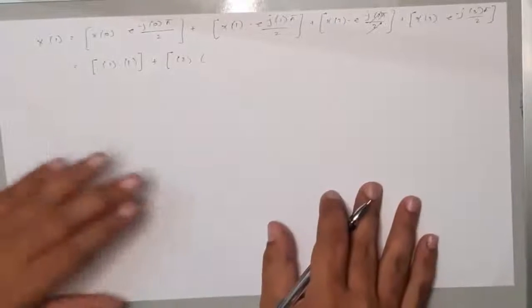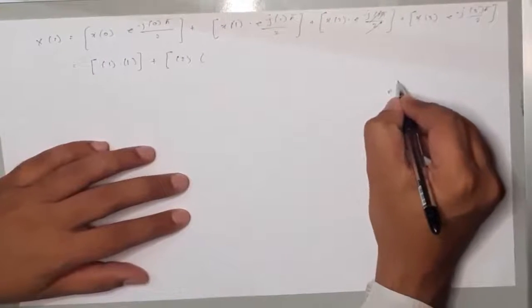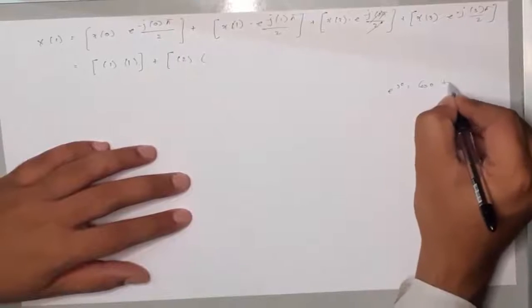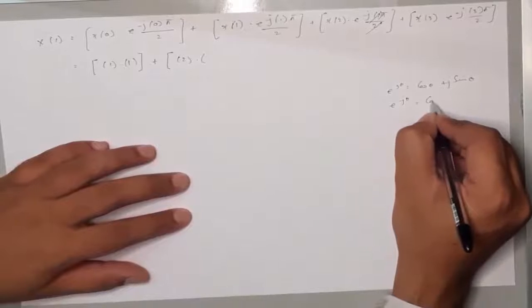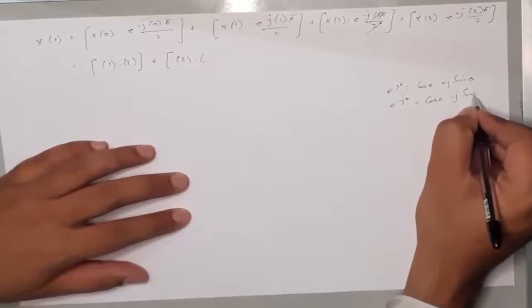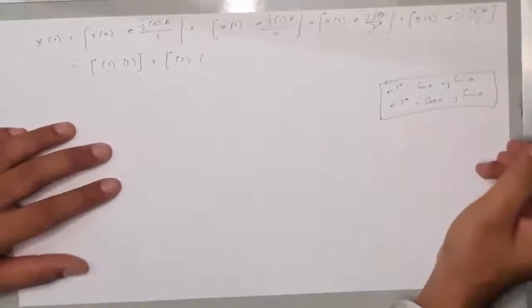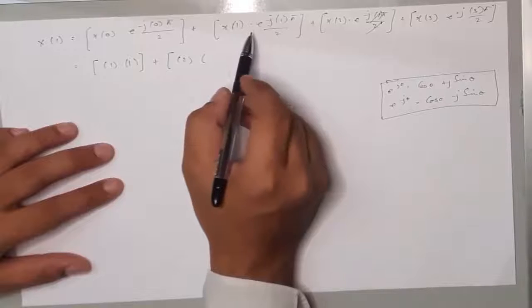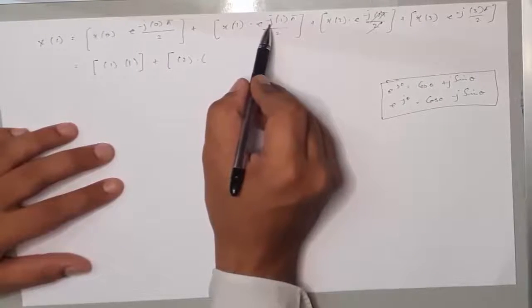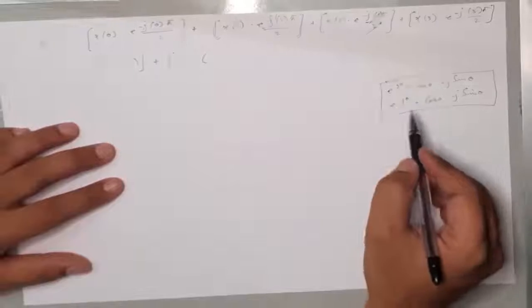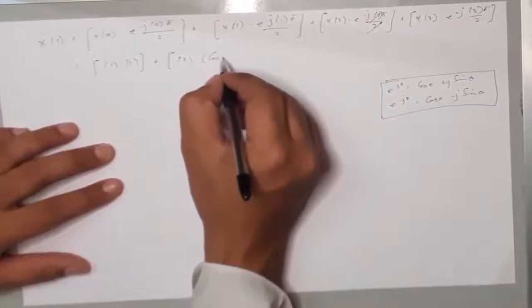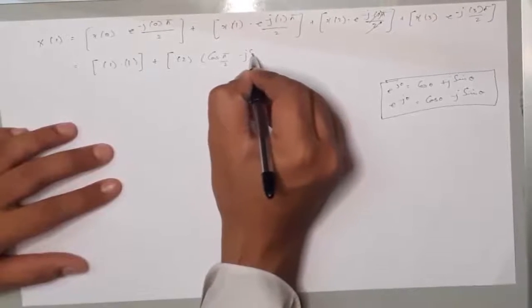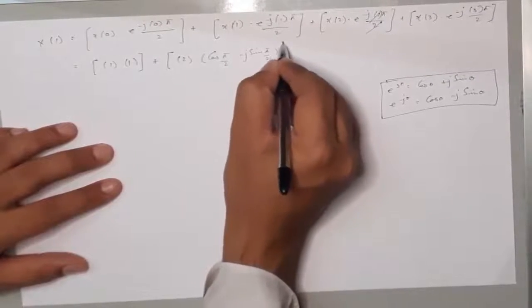Now here you need to know two major formulas. One is e power j theta is equal to cos theta plus j sin theta, and e power minus j theta is equal to cos theta minus j sin theta. These two are the main formulas that we will be using in this kind of problems. So if you see, here you have the formula applicable, e power minus j theta. We will apply this formula, so we will write this as cos pi by 2 minus j sin pi by 2.